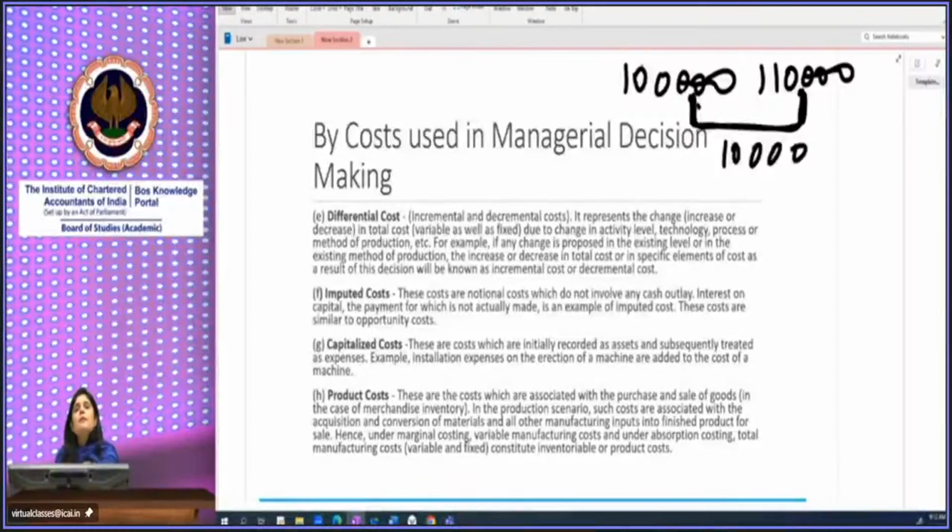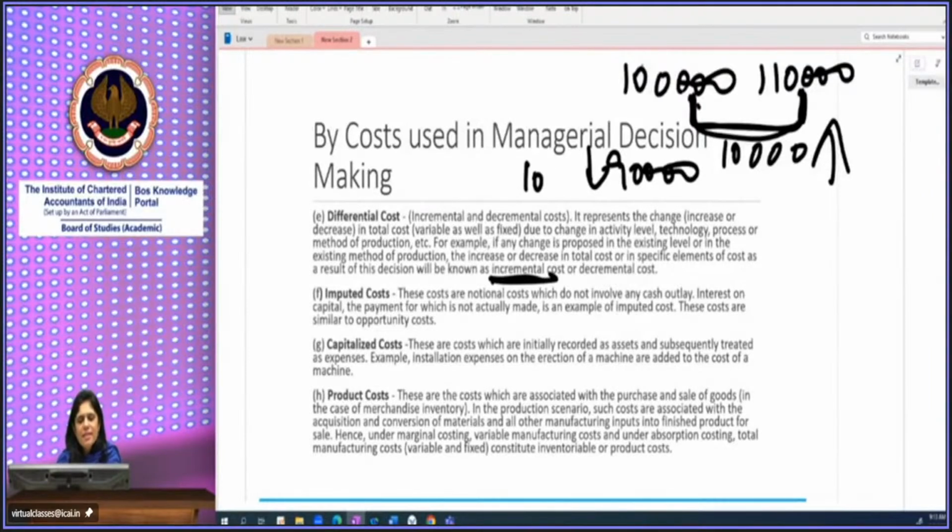So due to some change in the production process or method or technology, whatever is the difference in the cost is called differential cost. Now, here in this case, the cost has increased. So it's called incremental cost. If the cost would have been 90,000, that means the cost has decreased by 10,000. It would be decremental cost.